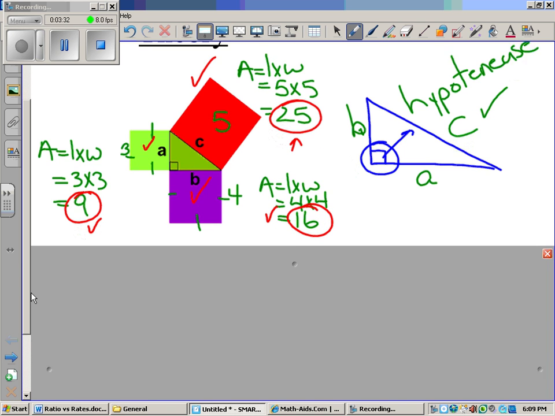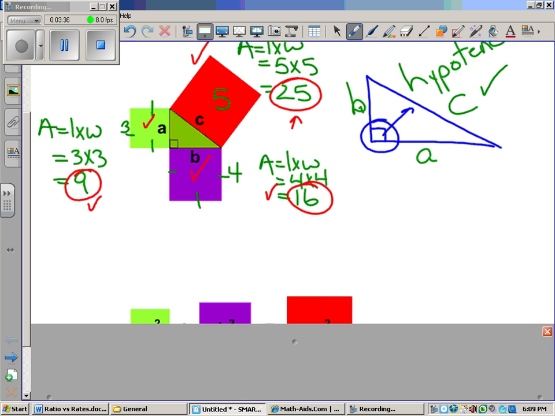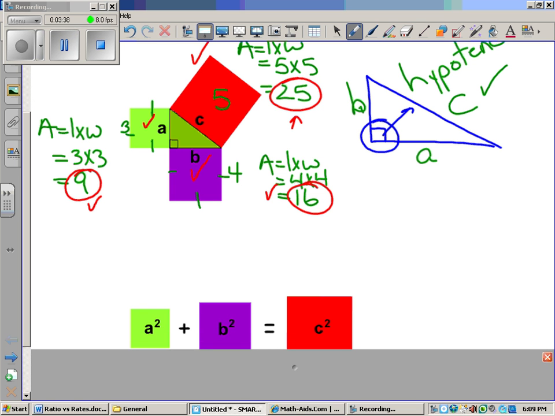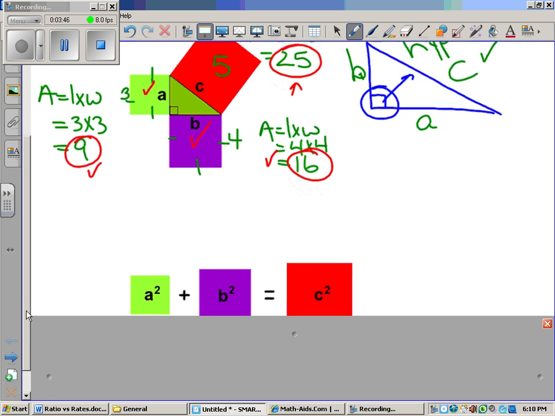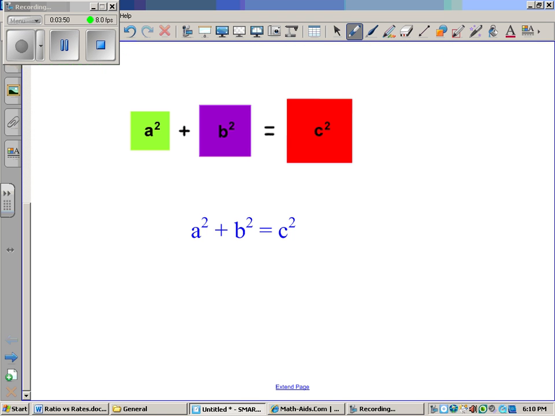And that's important. And why do we want to make sure you see that? I'll put that right down. Because that's how it's said. The square of A plus the square of B equals the square of C. And that's exactly what our formula turns out to be. Our formula turns out to be right here, A squared plus B squared equals C squared.